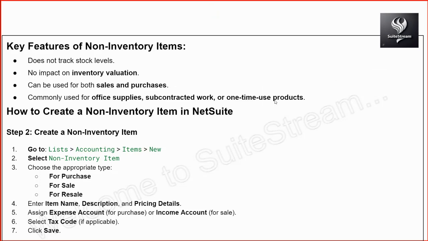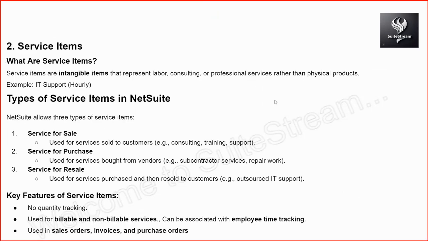So how do we create a non-inventory item? The navigation is: go to List, Accounting, Items, New, select the item type, choose the appropriate type: purchase, sale, or resale. Enter the item name, description, and pricing details, assign the expense account and income account, select the tax code if applicable, and click Save.